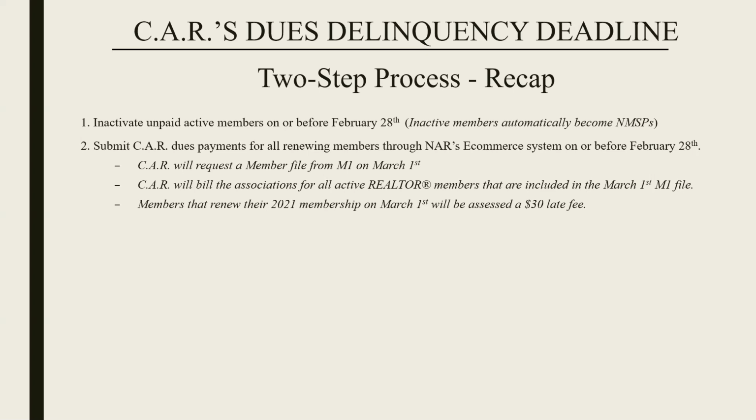C.A.R. will request a member file from M1 on March 1st. C.A.R. will use this file to build the associations for all active members that are included in the March 1st M1 file. And last, members that renew their 2021 membership on March 1st will be assessed a $30 late fee. So just to be clear, C.A.R.'s late fee goes into effect on March 1st. C.A.R. will not be billing the member for late fees. We will be billing the association for the late fees.